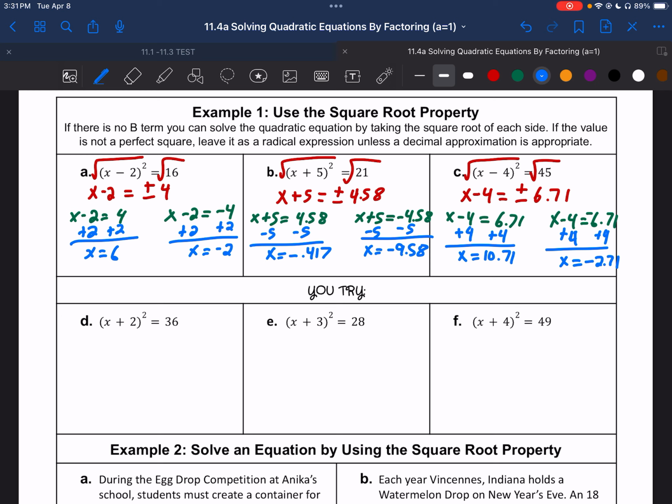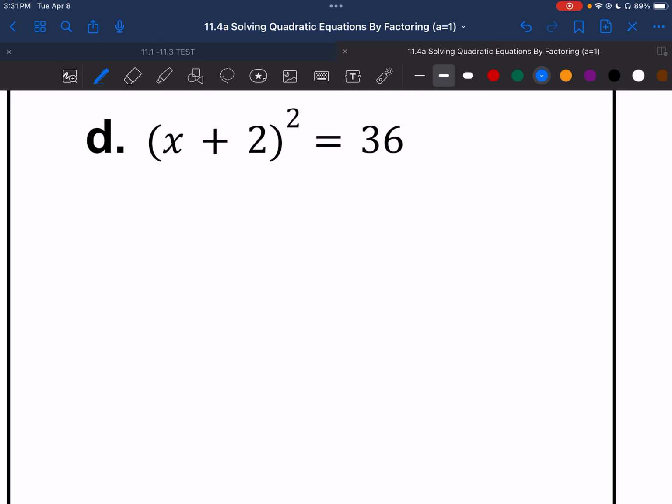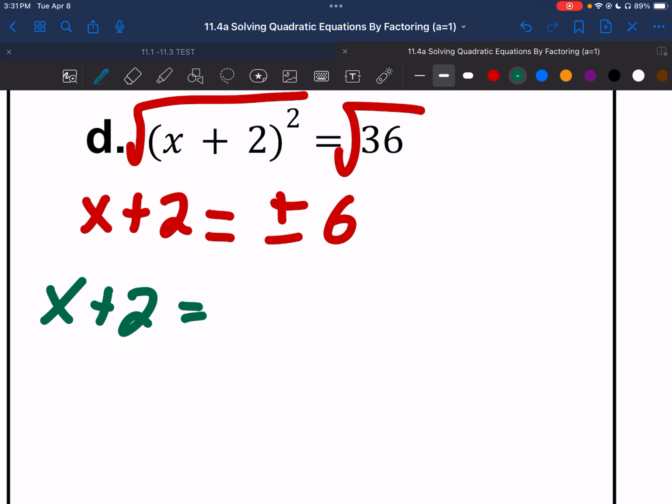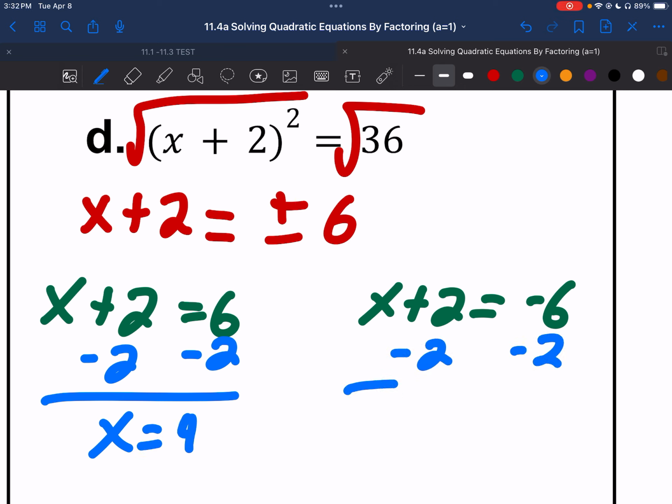All right, letter D. We're going to start by taking the square root of both sides. And we get x plus 2 is equal to plus or minus, the square root of 36 is 6, which we can split into two possible equations. X plus 2 equals 6. X plus 2 equals negative 6. Subtract 2 from both sides. X equals 4. Subtract 2 from both sides. X equals negative 8. One of these two values could be the solution for it.